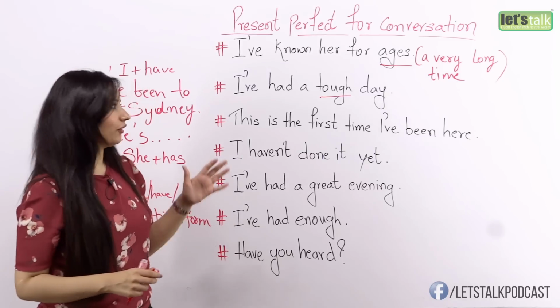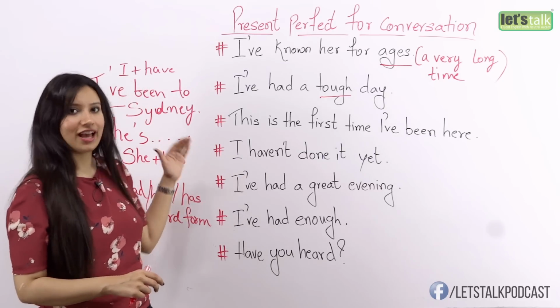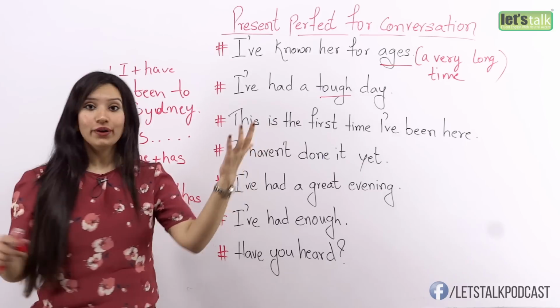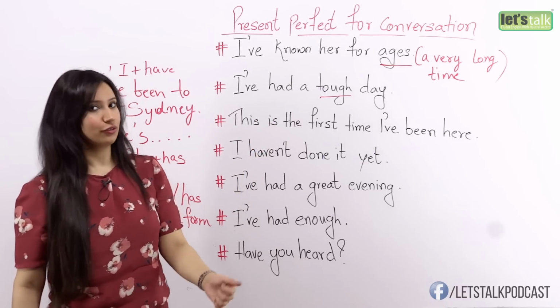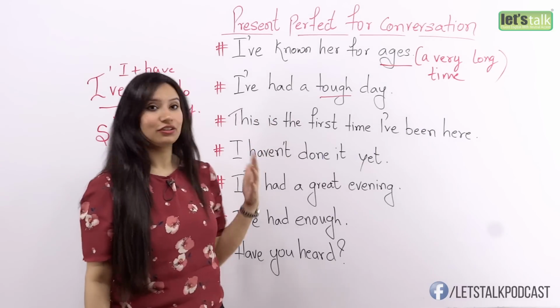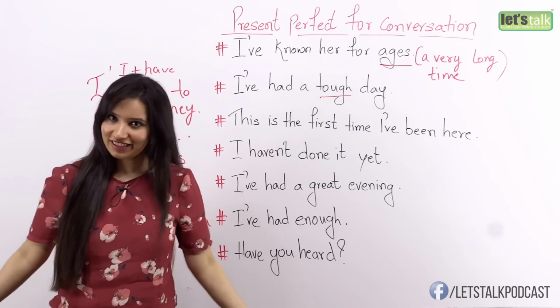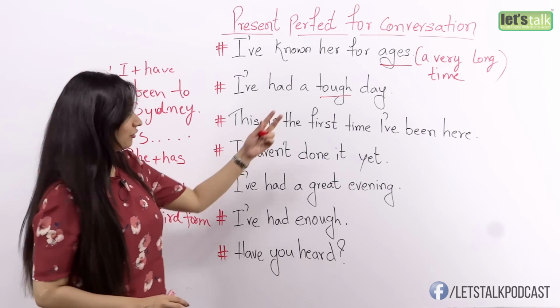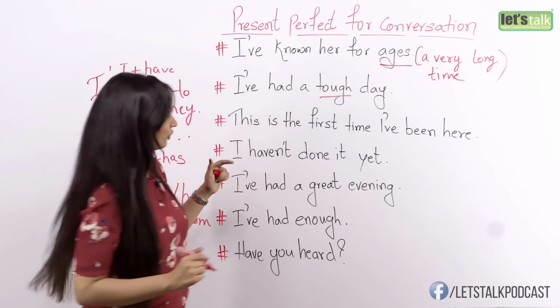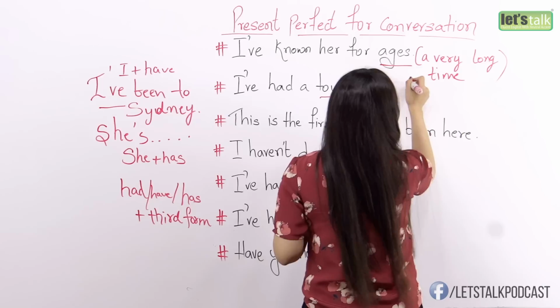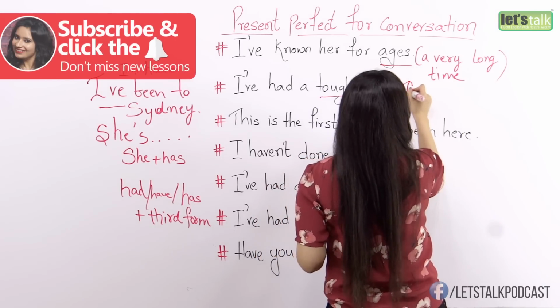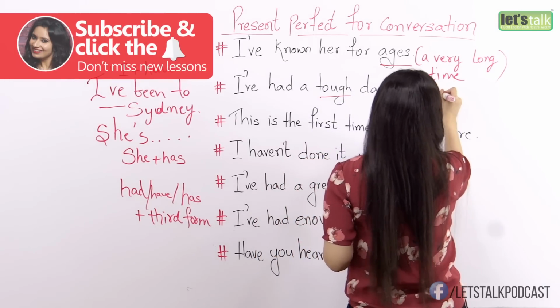So this talks about the connection between the past and the present. Well, if you haven't had a tough day and you had a great day so far, you could say, I've had a great day. I've had a fun day. Anything, you can replace it. You can use any of the variations, from when the day started until now.